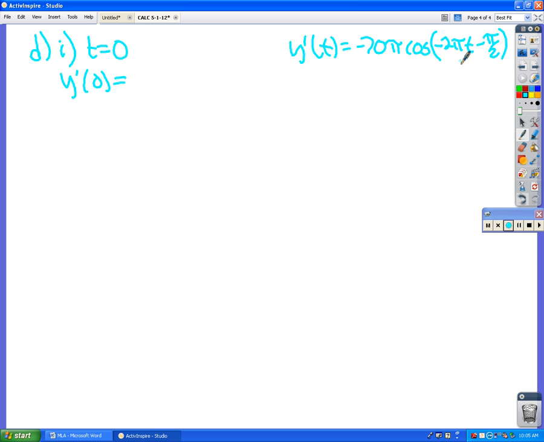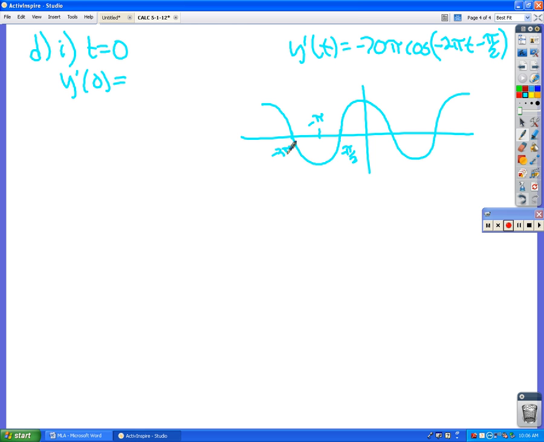So now I'm going to need to know what the cosine graph looks like. So that starts at 1 and then goes like this. Okay? So here is negative pi over 2, here is negative pi, here's negative 3 pi over 2, and here's negative 2 pi. So if you plug in 0 in there for t, what do you get? Negative pi over 2, and the cosine of that is 0, so this whole thing becomes 0.